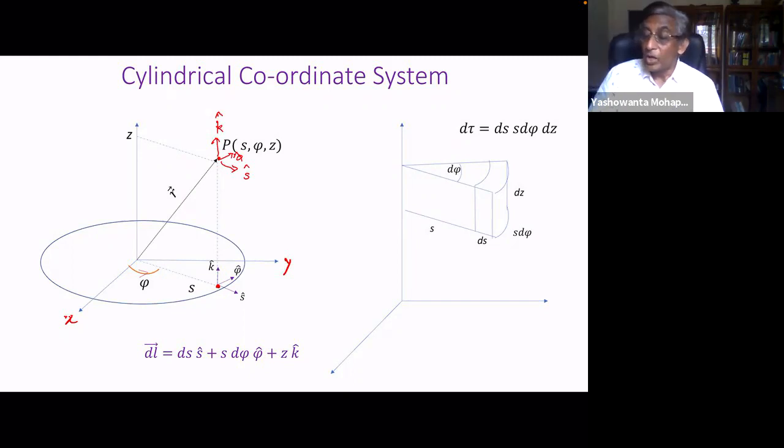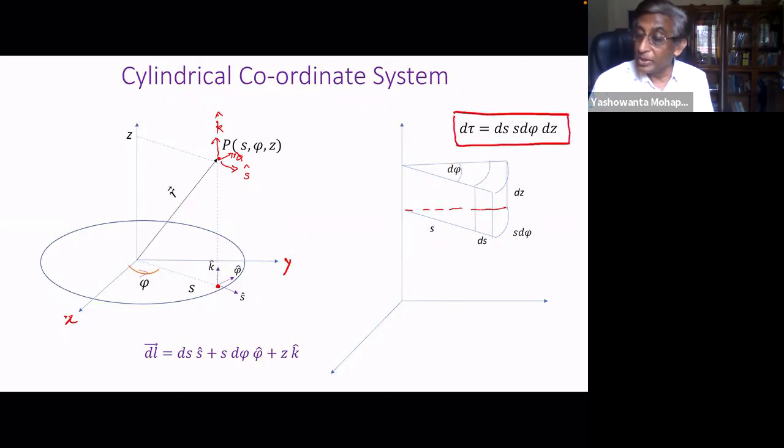All right. So how do I now define a volume element? The volume element will be, of course, if I go in the unit direction s hat, that will be ds. In the phi direction, this will be s d phi. So this direction will be s d phi. And of course this is a dz, and hence the volume in cylindrical coordinates is d tau equals ds, s d phi and dz.